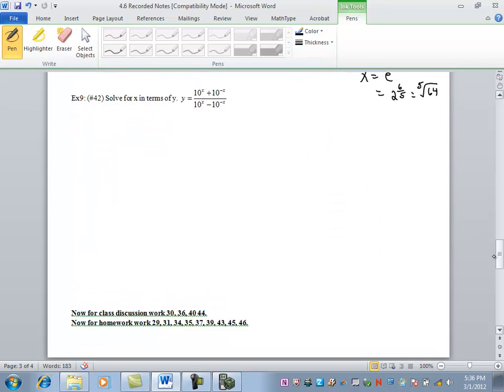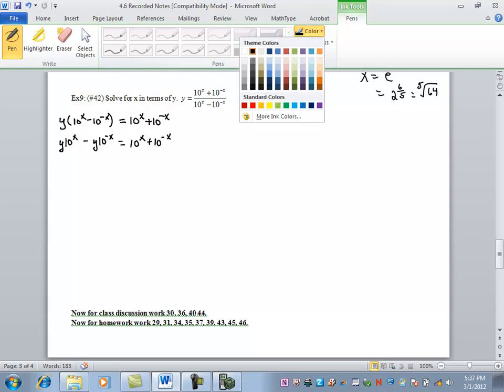Let's take a look at example 9 here. And of course, anytime we've got a fraction, I've told you we want to clear that fraction out. So we're going to multiply both sides by 10 to the x minus 10 to the negative x. And that'll give me y times 10 to the x minus 10 to the negative x equal 10 to the x plus 10 to the negative x. Okay, so now, of course, we're working on getting all the x's by themselves. We're going to need to multiply through first here. It looks like y times 10 to the x minus y 10 to the negative x equals 10 to the x plus 10 to the negative x.